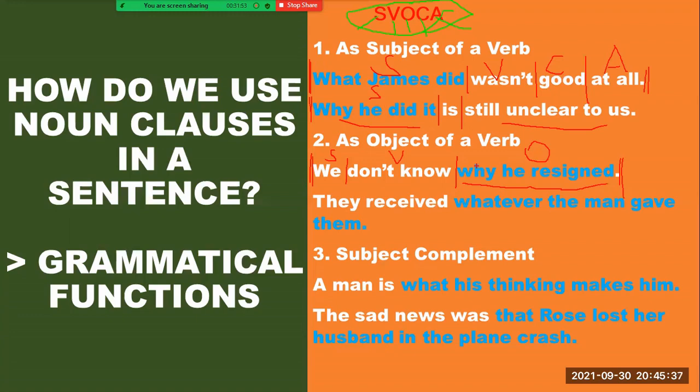All right? Now, the second example, they received whatever the man gave them. All right? Again, when we analyze this, the first word here is they, and that occupies the subject position. They. Received is the verb. All right? Whatever the man gave them is the object.